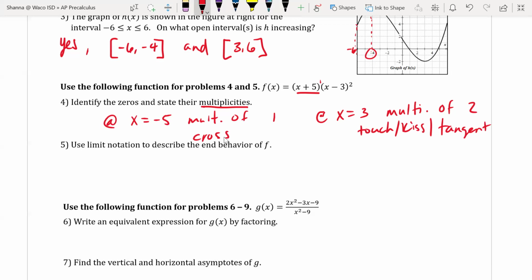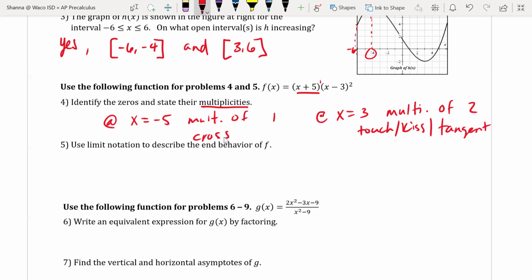Okay, next is limit notation. Use limit notation to describe the end behavior. In order to describe the end behavior, we have to describe the function overall. So remember Bob and his 4 dance moves? Yes, exactly. He's waving his hands, waving up. He shimmies down. He's staying alive. Those are all he got, right?